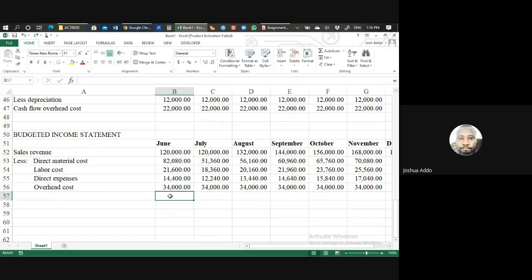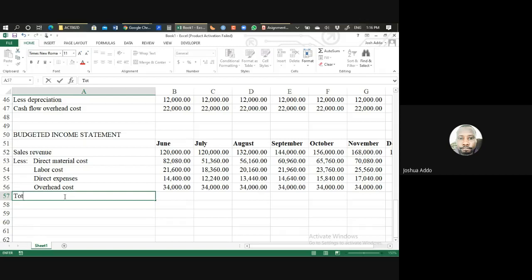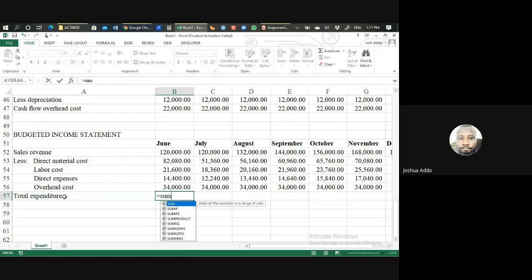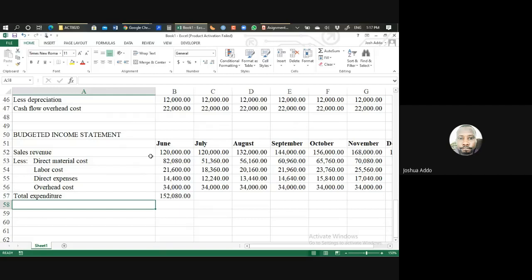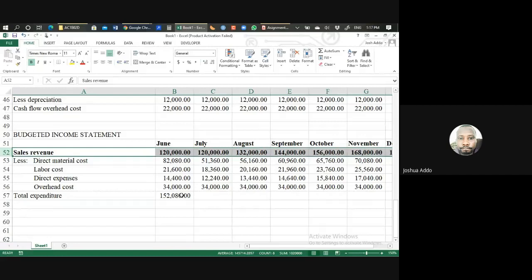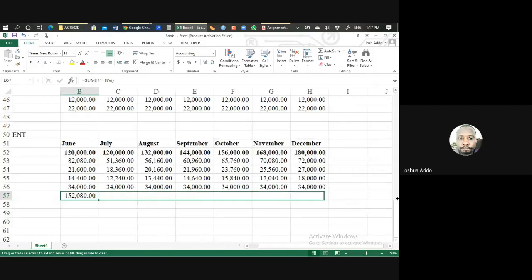So I can sum the expenses and have a subtotal. Let me do total expenses. Total expenditure will be the sum of all the costs, so from here to here. Let me bold this one to make it separate. Okay, so that's the sum of the costs.